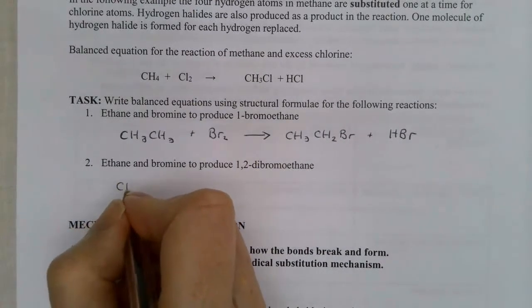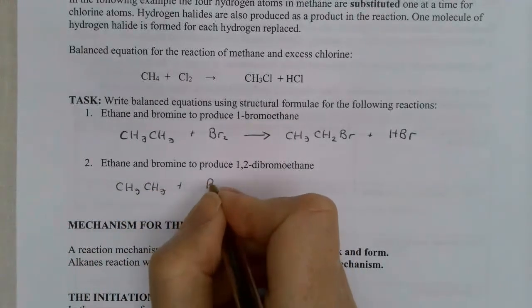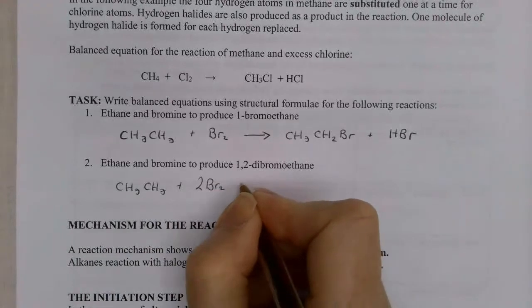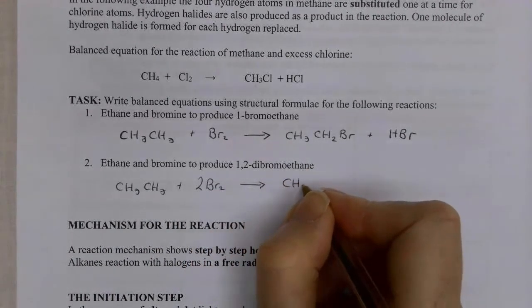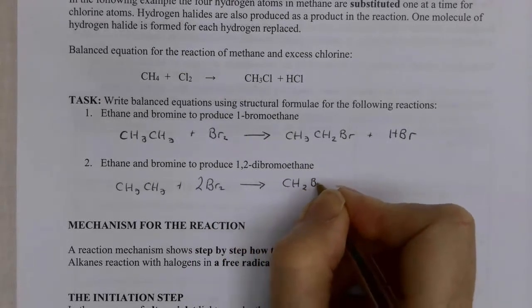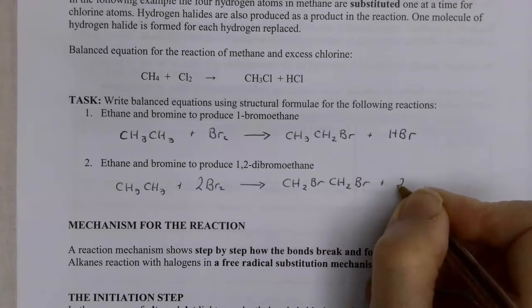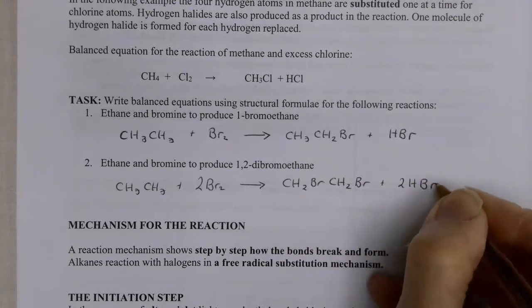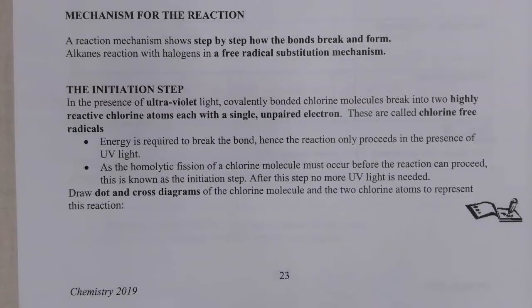So I could also take ethane and I could add some bromine to it. And if I add more bromine, this time I could get 1,2-dibromoethane. So both the carbons have had one of their hydrogens replaced with a bromine atom, and I get 2 hydrogen bromides. And that's one of the drawbacks of this mechanism. You can't stop it doing multiple substitutions. So we're now going to look in a little bit more detail about the mechanism for this reaction.